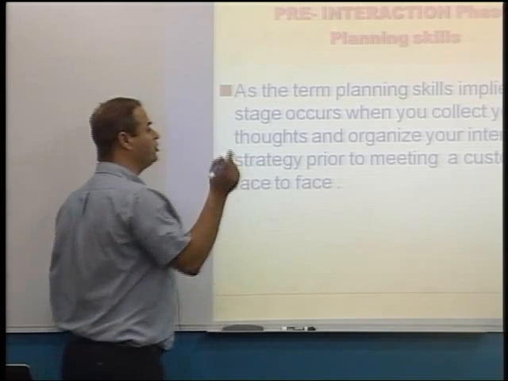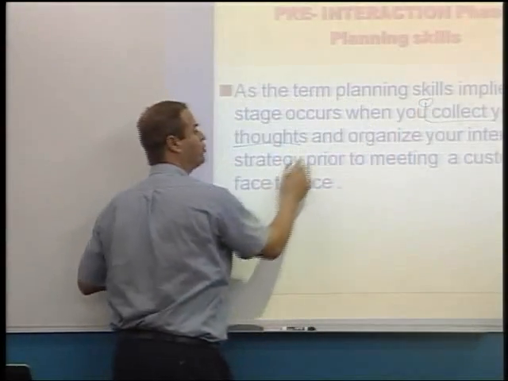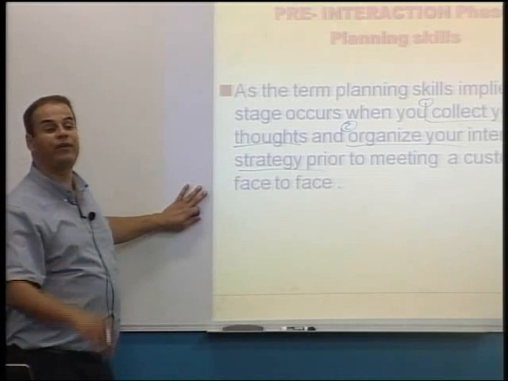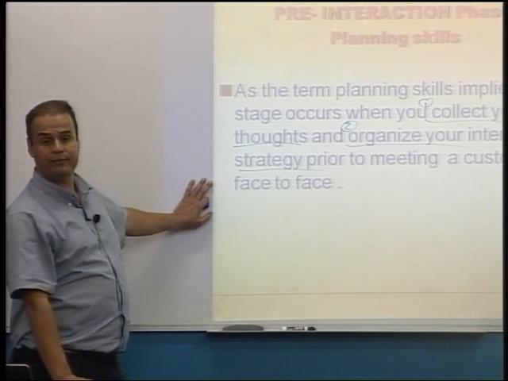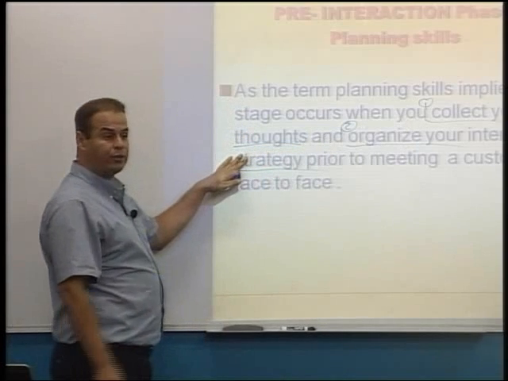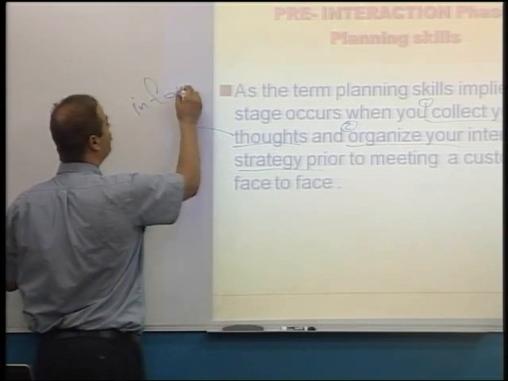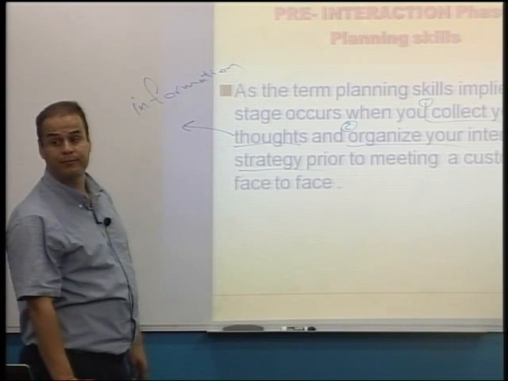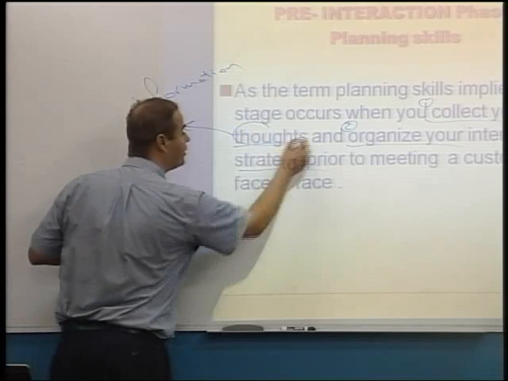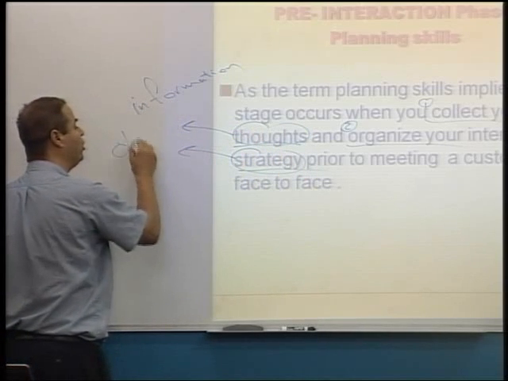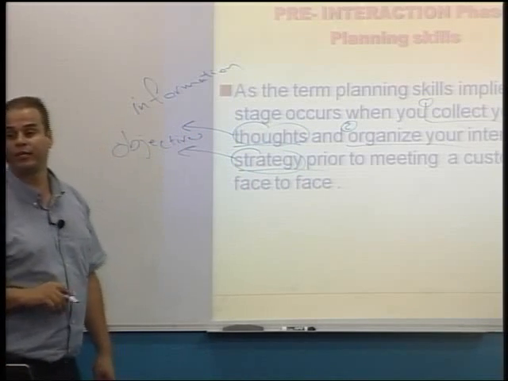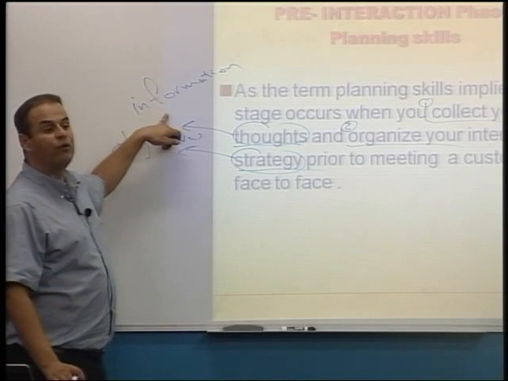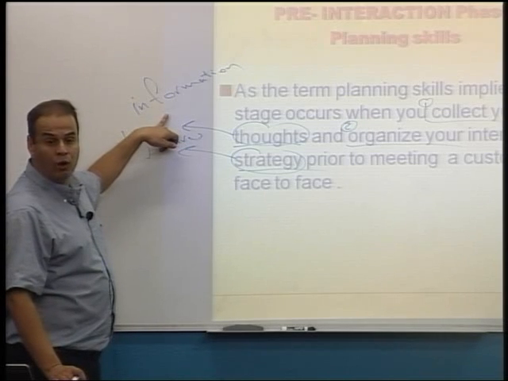So let's zoom our attention on 2 things. First, we have to collect our thoughts. Second, we have to organize our interaction strategy. These are general phrases, but their meanings are very complicated. How are we going to collect our thoughts if we do not have this word, which is called? Exactly. We cannot organize our thoughts without having something called information. The same thing, how are we going to make a strategy if we do not have another word, which is called? Exactly. Objectives. So objectives along with information are crucial for increasing the success of the salesperson.